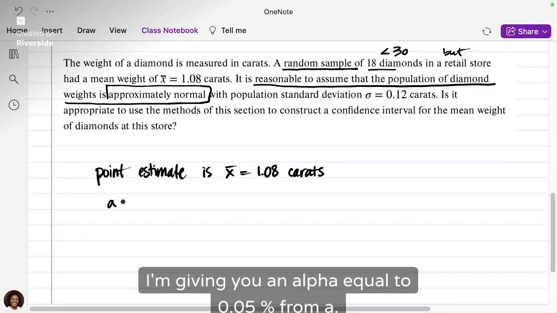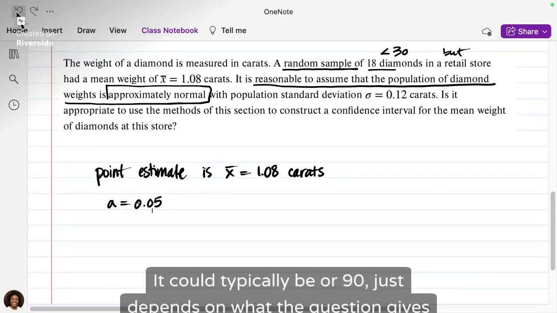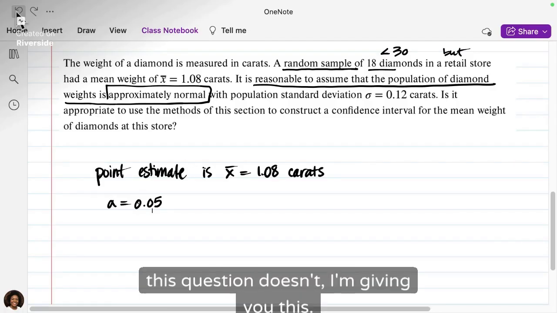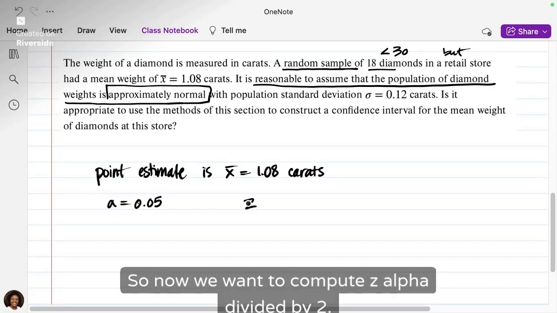I'm giving you an alpha equal to 0.05 from a confidence level of 0.95. It could typically be 99 or 90, it just depends on what the question gives you. This question doesn't, so I'm giving you this. So now we want to compute Z alpha divided by 2.